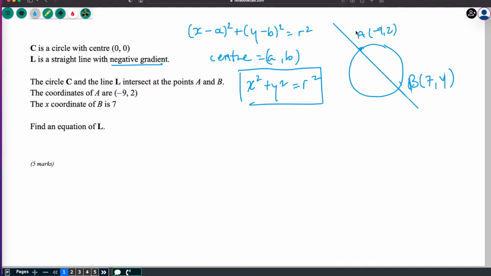Alright, what do you think you can do with this A coordinate? If we know the form of the equation of the circle, and we know a point on the circle already, they tell us that a point on the circle is negative 9, 2.